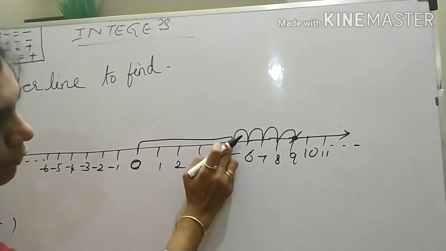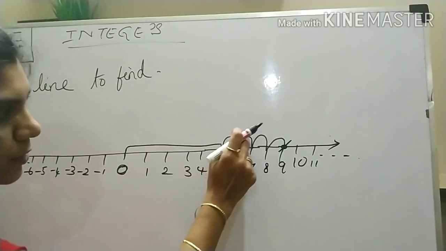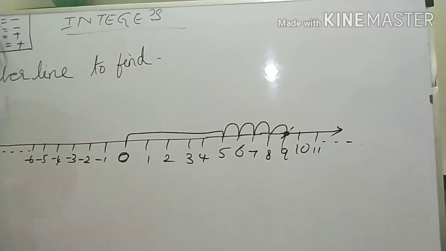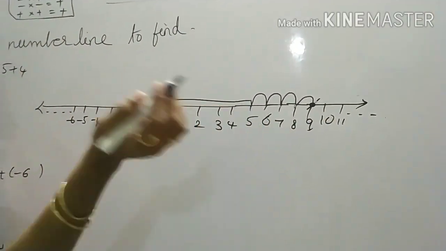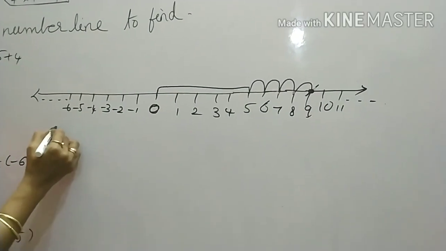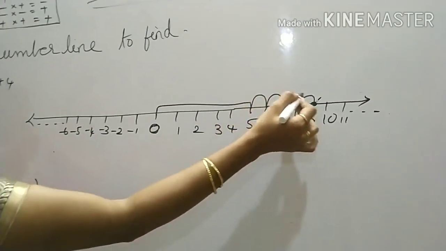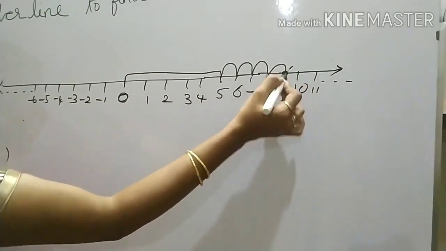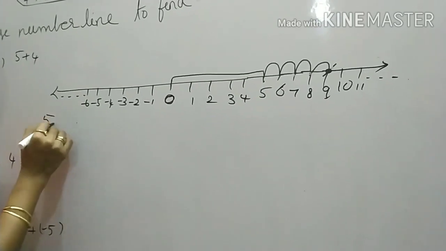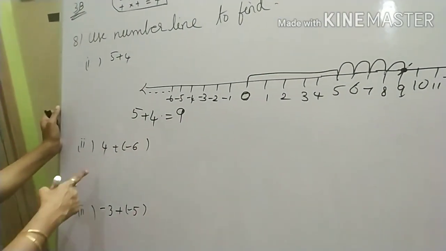Okay. From 5 you have to move 4 numbers. 1, 2, 3, 4 steps you have to move. What is that number here? 9. So directly you are getting your answer here. So 5 plus 4. Here we have 5. After that, adding 4, 4 steps we are going. What is the number you are getting here? 9. So 9 is your answer. 5 plus 4 is equal to 9. Okay. See the next one.